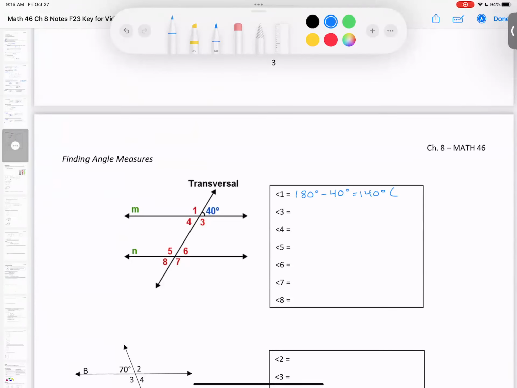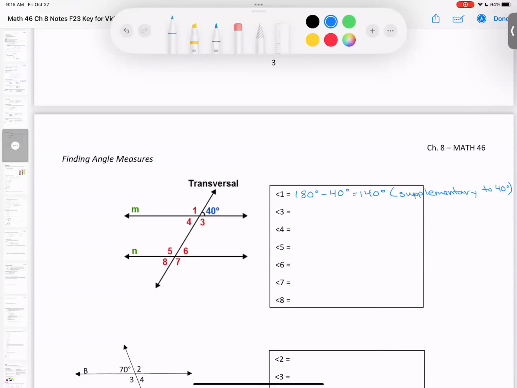Sometimes you'll be asked to list the reason why, so it's always good to get used to writing this with vocab. So we're going to say that's because it's supplementary to the 40-degree angle. Okay, so we've got that one now.